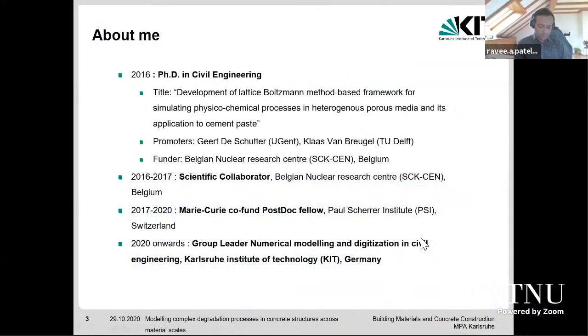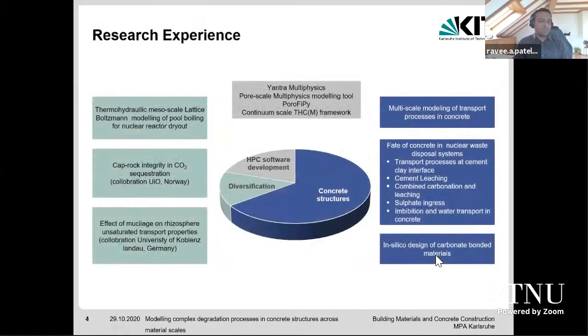More recently, I'm also trying to develop tool sets or trying to develop models which can enable in silico design of new materials. So this is research in a very nascent stage. So I will not talk about this, but I would mainly focus on these two topics in my presentation.